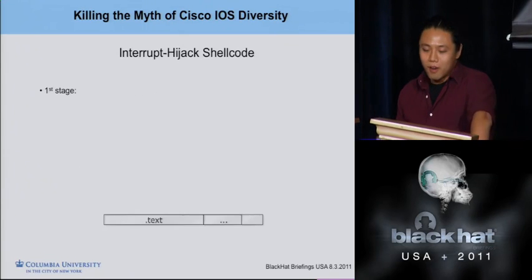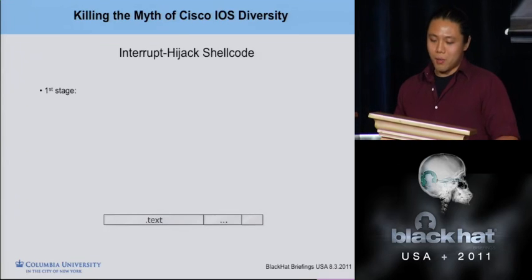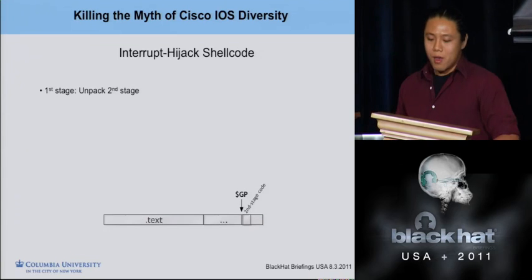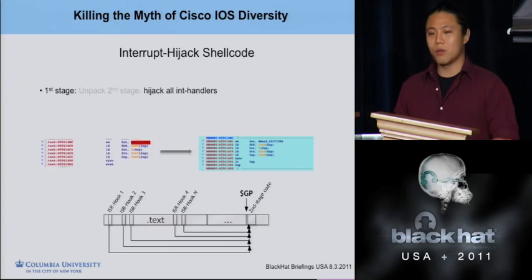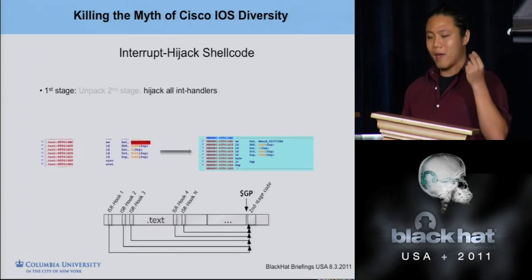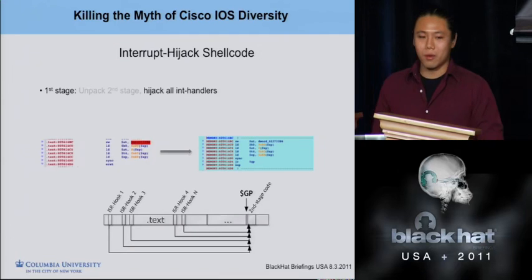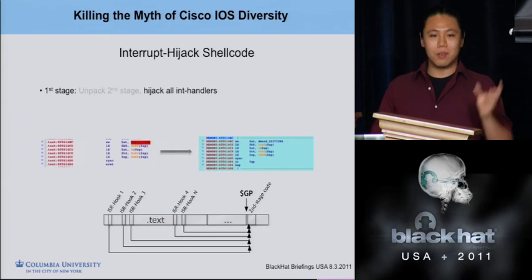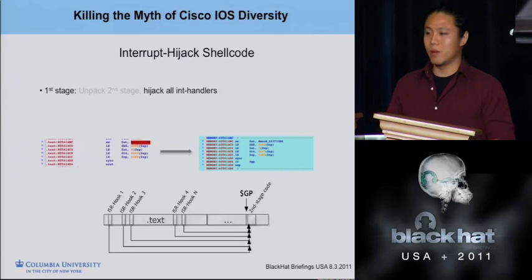So here is how the interrupt hijack shellcode works. It works in two stages. First stage, it unpacks the second stage at a predictable location in memory on the victim router. Then it's going to scan through the text section of the victim device once, looking for the exit points of all the interrupt handlers it encounters. This is easy to find on the MIPS platform because it's just a 32-bit fixed pattern. The opcode is ERET, which stands for exception return. Once we find these ERET instructions, we're going to put hooks pointing to our second stage payload.